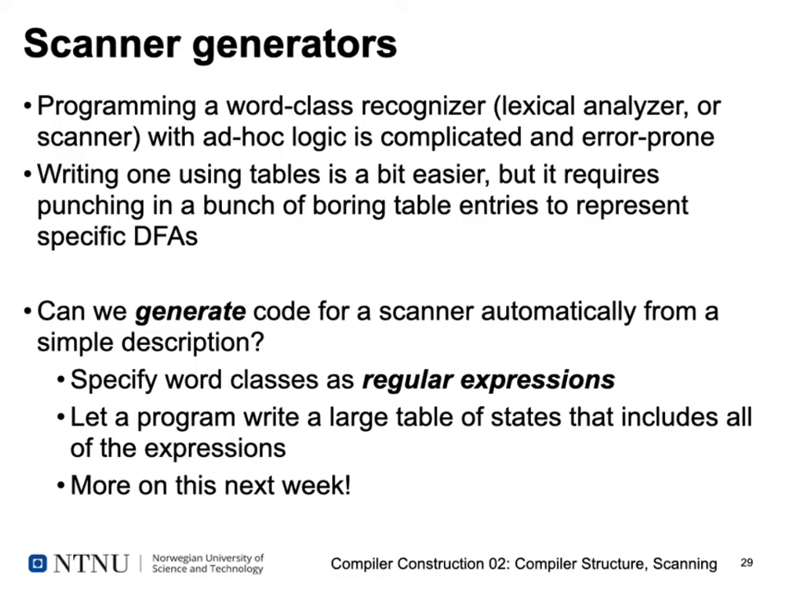And these ways are an important part of the compiler toolchain nowadays. We have code generators for scanners. So these code generators take a description of whatever language you want to recognize here, and it automatically generates C code from a simple description. So you specify the word classes as so-called regular expressions. You then let a program write this large table of states automatically, which includes all of the expressions, and we'll take a closer look at how this works next week.